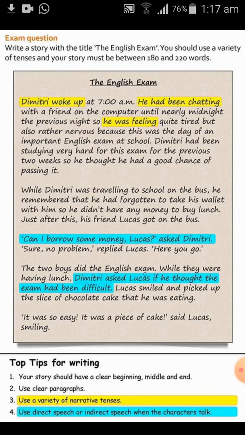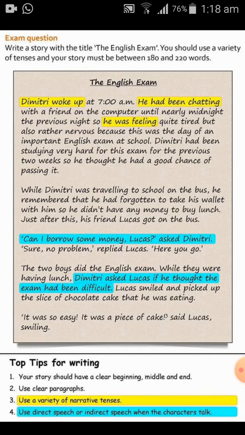The two boys did the English exam while they were having lunch. Dimitri asked Lucas if he thought the exam had been difficult. Lucas smiled and picked up the slice of chocolate cake that he was eating. "It was so easy. It was a piece of cake," said Lucas, smiling.